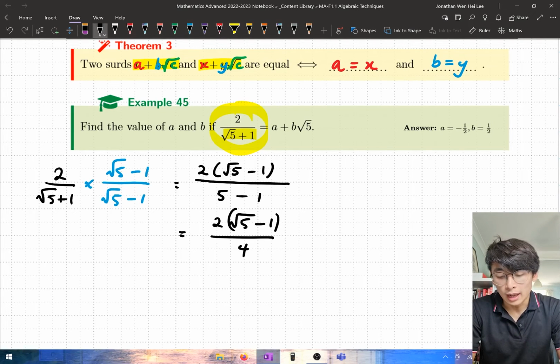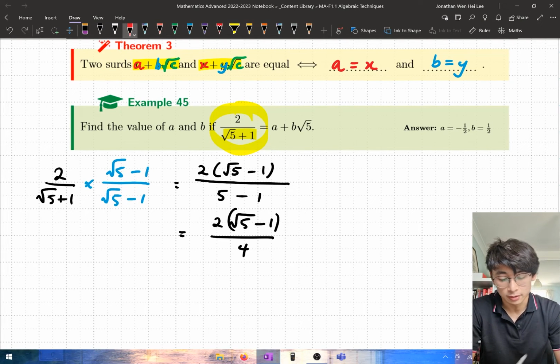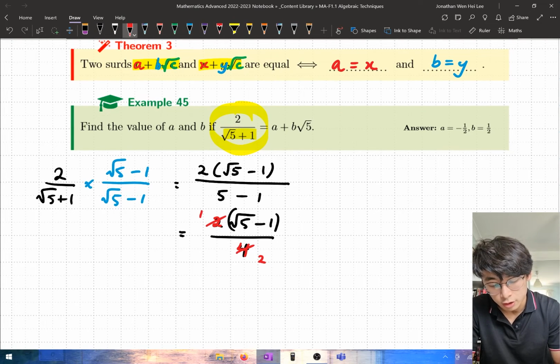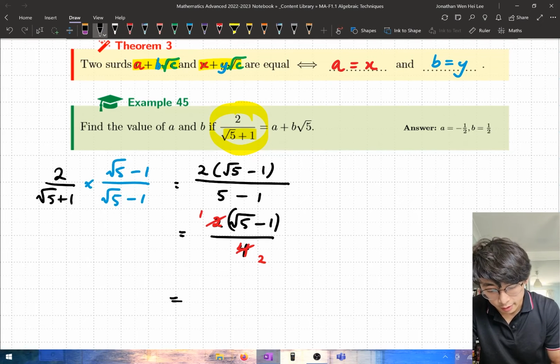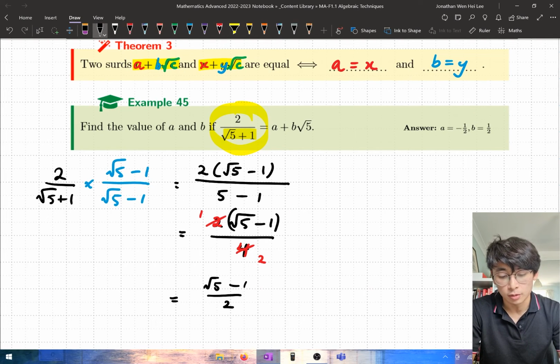Now there's a reason why I left the numerator in factorized form with that bracket, and that's because we can occasionally cancel out. So here, if you have a look, I've got a 2 and a 4, and so I'm going to cancel out the common factor here. Both of these have a common factor of 2, so I'm left with 1 at the top and 2 at the bottom, and so I get square root 5 minus 1 over 2. And so we've rationalized the denominator.